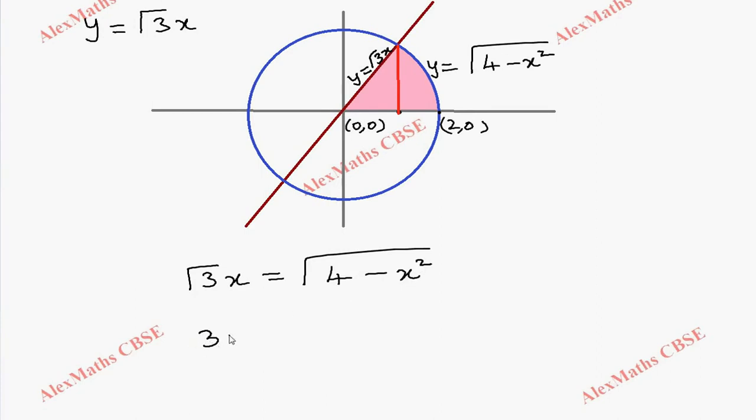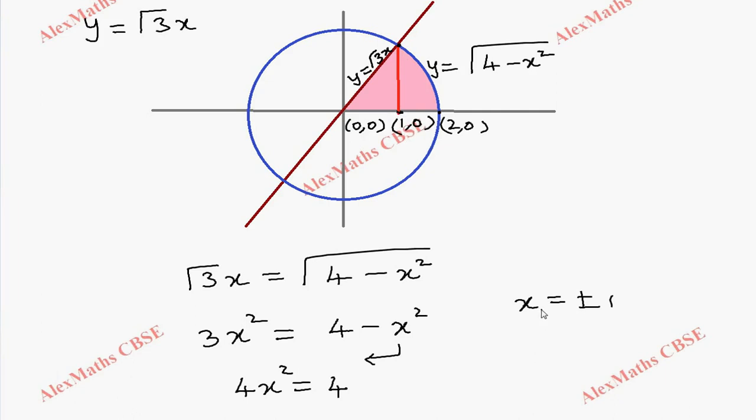Squaring on both the sides, 3x square equal to 4 minus x square. Taking this to the other side, 3x square plus x square, so 4x square equal to 4. From this, we get the value of x as plus or minus 1. But since we deal with the first quadrant, we take this point as 1 alone. So this is 1, 0. When I substitute 1 in any of the equations, we get y as root 3. So this point is 1, root 3.